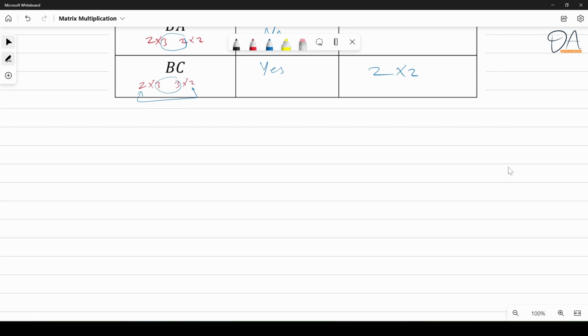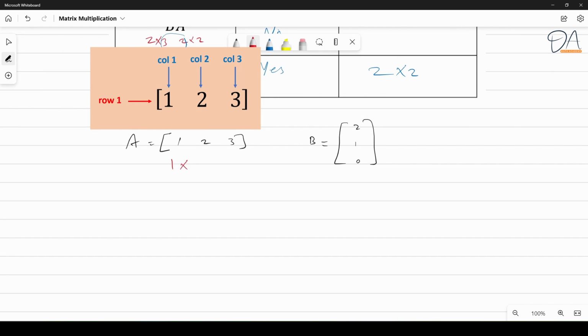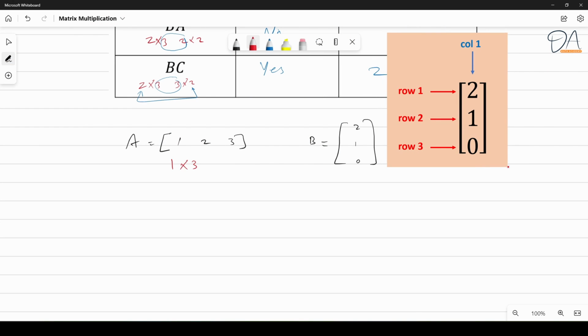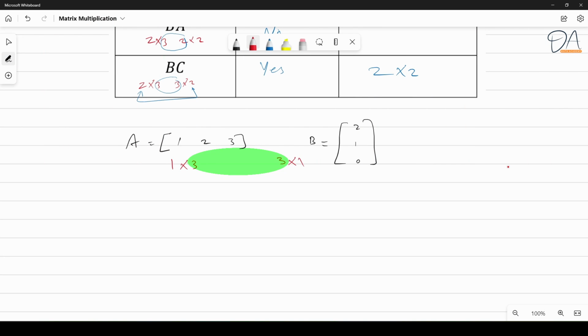Okay, now let's go to the product itself. Let's start with a very simple case. Let's say you have matrix A as 1, 2, 3, and B as 2, 1, 0. So A has an order of 1 by 3, with 1 row and 3 columns. B has an order of 3 by 1, with 3 rows and 1 column. We can see that the inner numbers are equal, so the product is defined. If I'm trying to calculate A times B, what's the result? By looking at the outer numbers, our result will be a 1 by 1 matrix, so we just have one element.